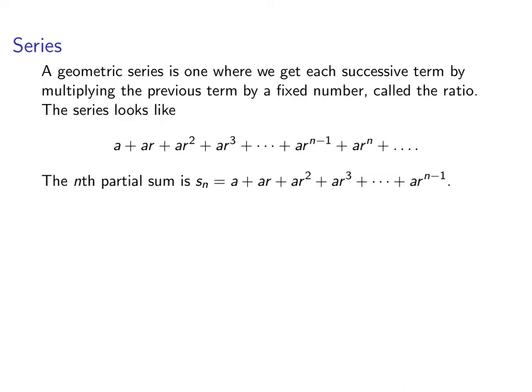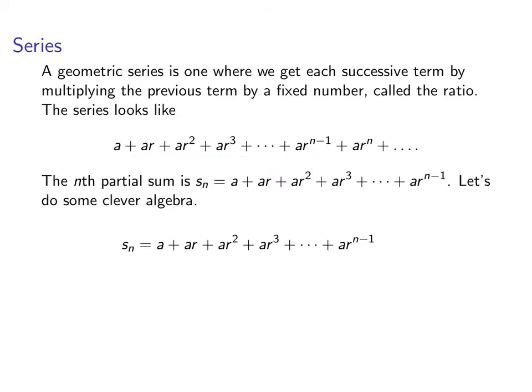So the nth partial sum is the first n terms added together. So that's a plus ar plus ar squared, all the way out to ar to the n minus 1. Why are we stopping at n minus 1 if it's supposed to be the nth partial sum? Well, we got a term here that has an r to the 0 on it, so really we're counting starting at 0, in a sense.